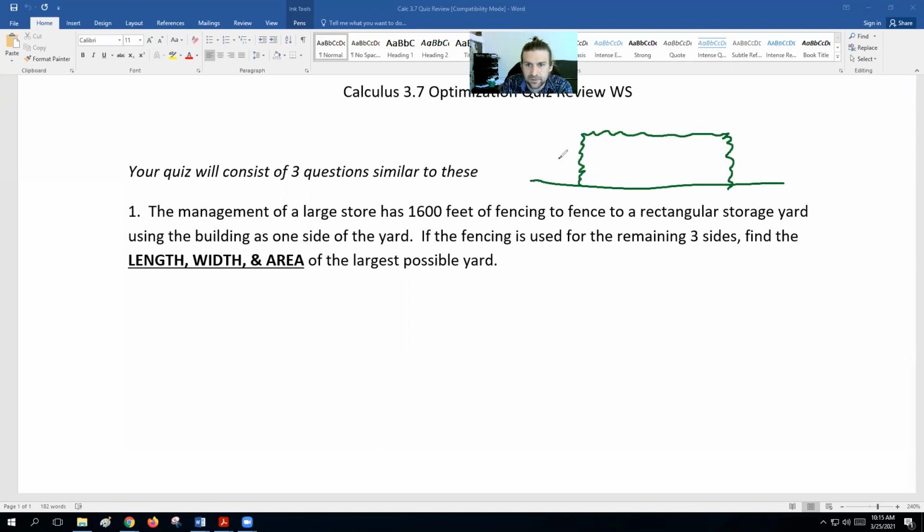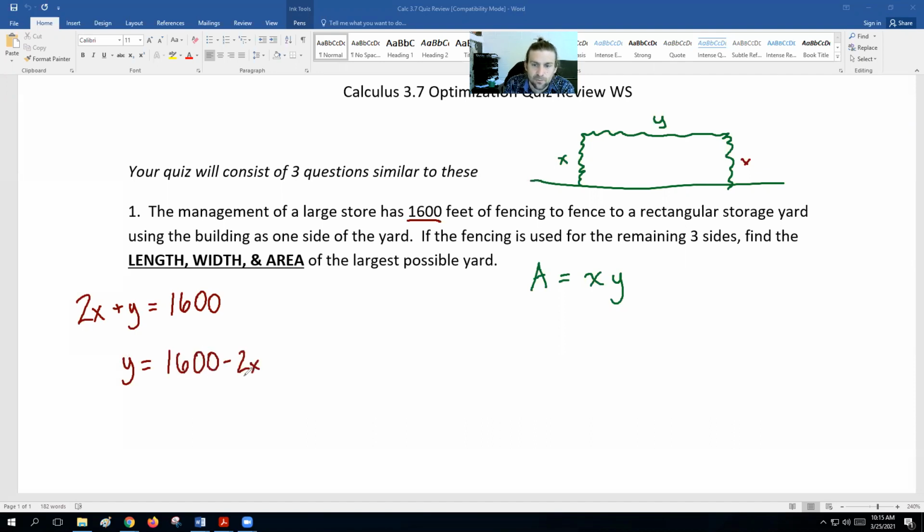Okay, so we have a nice rectangle here, an X by Y rectangle that we are trying to maximize. All right, we can't just go through and take the derivative, so we need to look at our constraint. The constraint is that we have 1,600 feet of fencing. So that means that 2x, because we have one here and one here, plus the 1y would have to equal 1,600. Now we can use some math here by subtracting the 2x over and say 1,600 minus 2x would equal y. So that's something we can go through and substitute into our area equation.